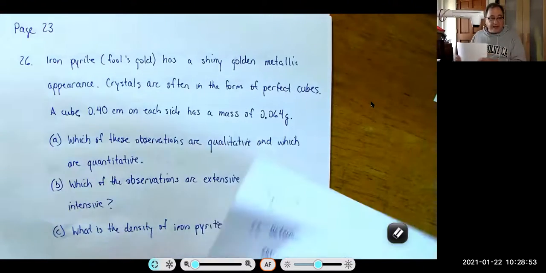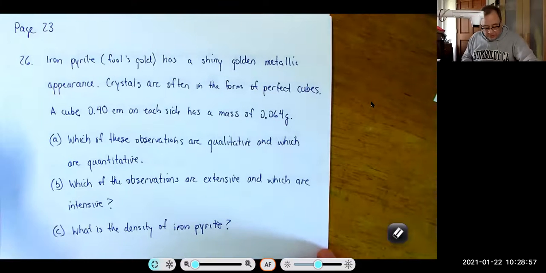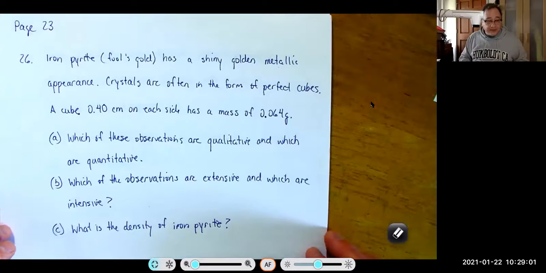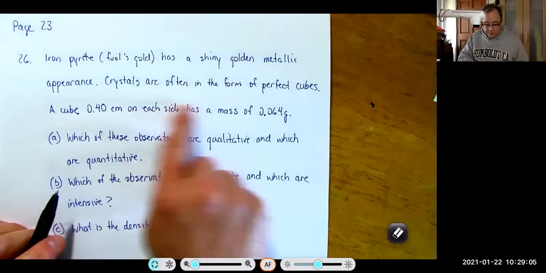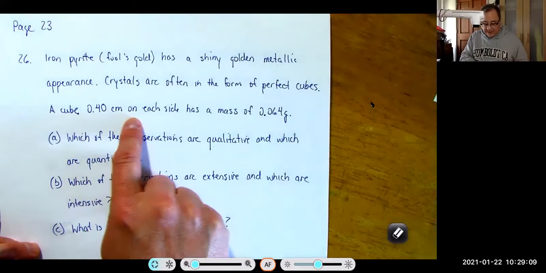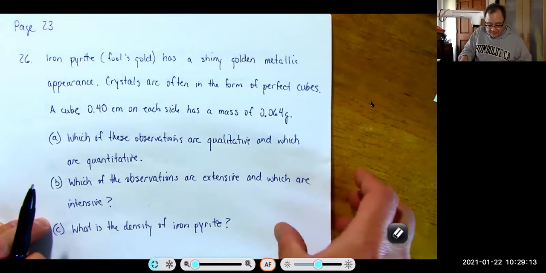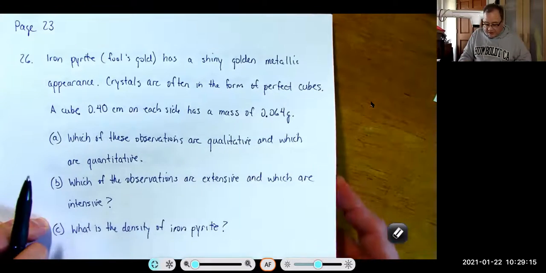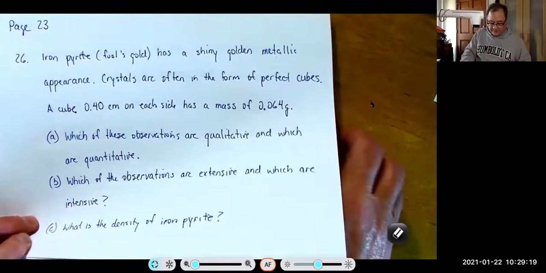Next we have number 26. Iron pyrite, fool's gold, has a shiny golden metallic appearance. There's a picture of this in the book. Crystals are often in the form of perfect cubes. A cube of 0.4 centimeters on each side has a mass of 0.064 grams. Which of these observations are qualitative and which are quantitative?